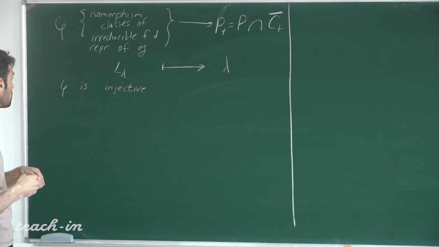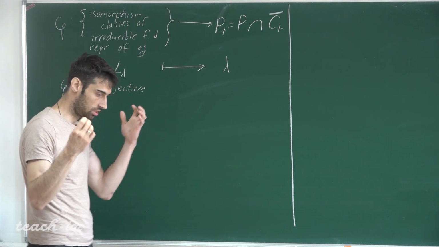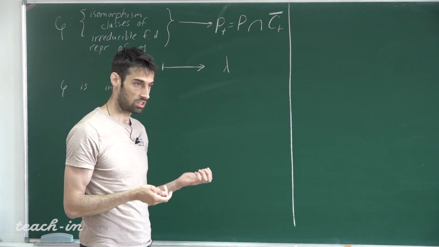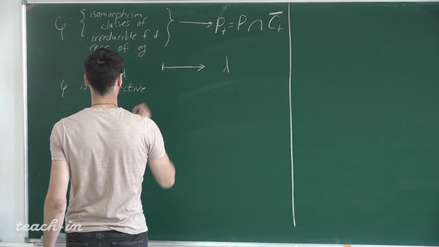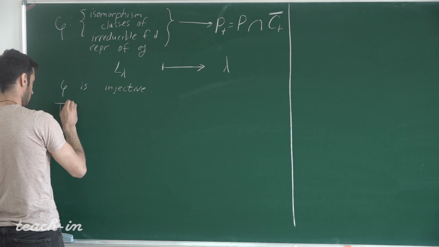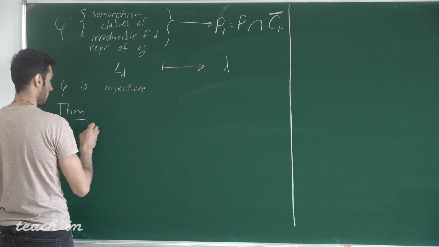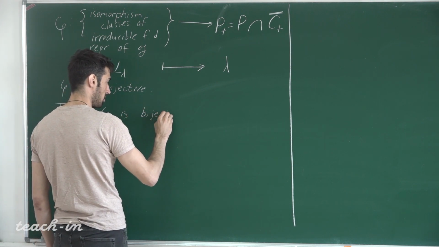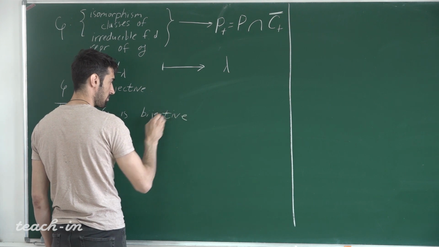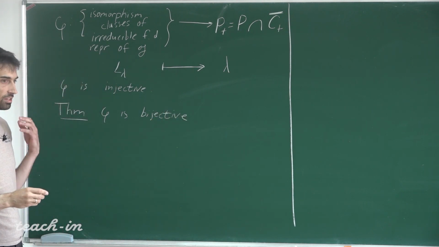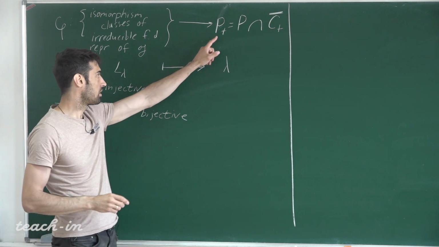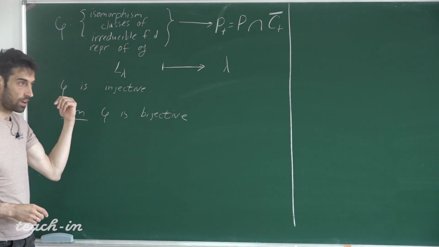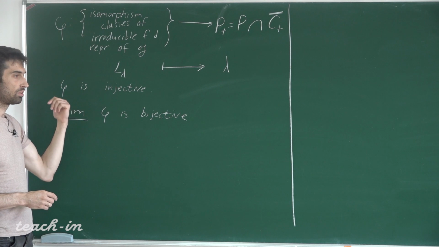Because we actually proved the following proposition, that if you have two representations of the same highest weight, then they are isomorphic. And the theorem that we were going for is that actually phi is bijective. So what is left to prove is surjectivity, that if I take any lambda from this set, then there exists a finite dimensional irreducible representation of this highest weight.